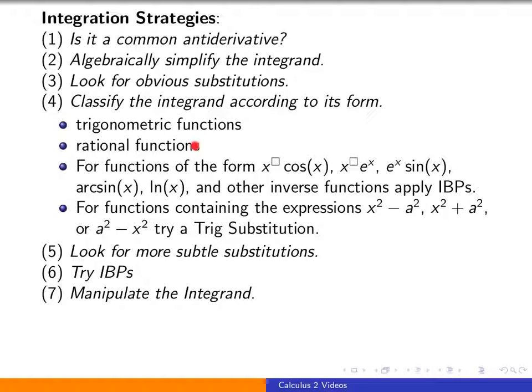Trigonometric integrals, is it a rational function? Is it well suited for integration by parts? Does it look like something we can apply a trig substitution to? If none of those things apply, we look for more subtle substitutions, something maybe rationalizing. Try integration by parts if possible, or think about some more advanced methods of manipulating the integrand.